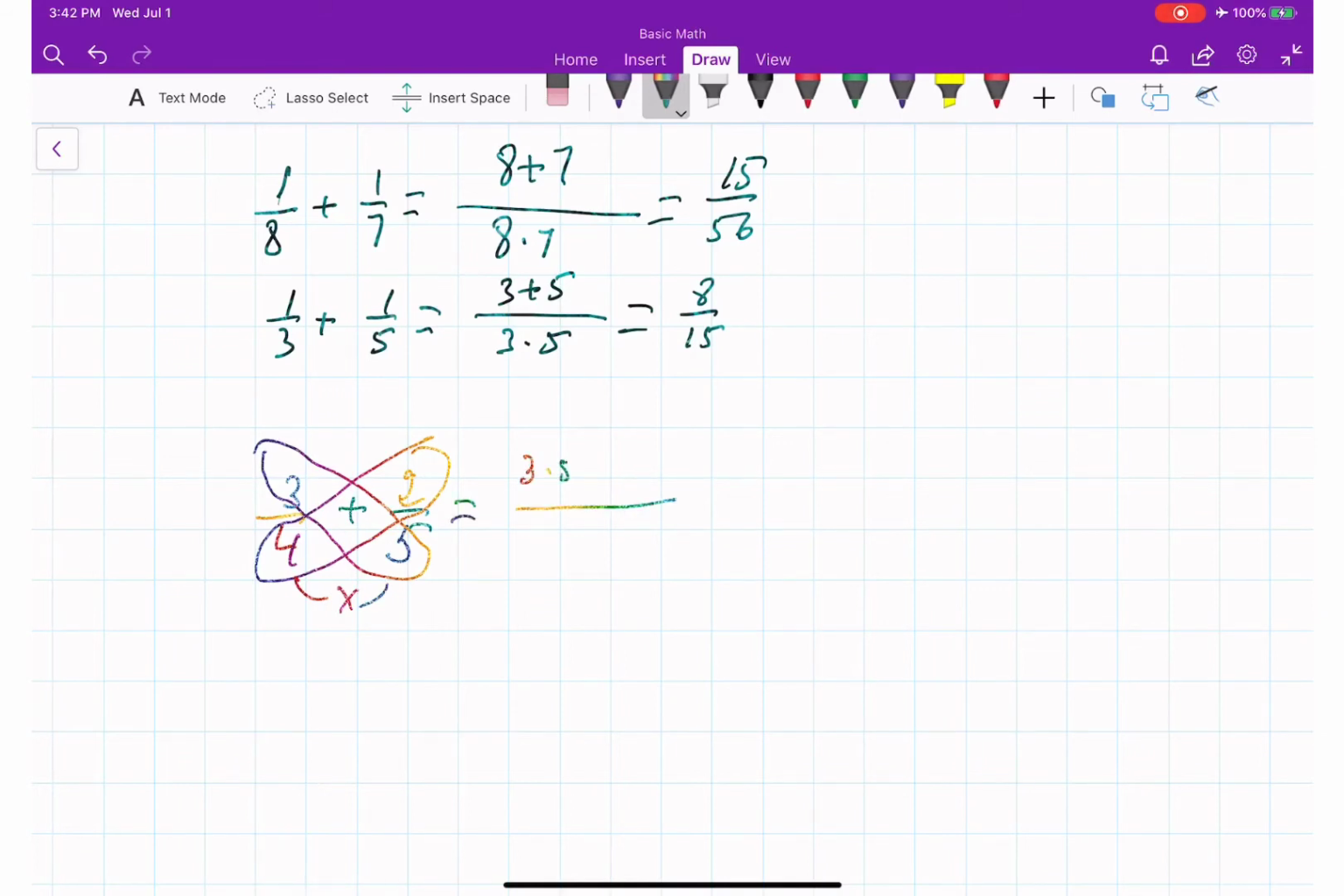3 times 5 plus 4 times 2. And 4 times 5 is 20 at the bottom. So let me write down here 3 times 5. Here you get 4 times 2. Here you get 4 times 5. What do we get? 15 plus 8 over 20. 23 over 20.